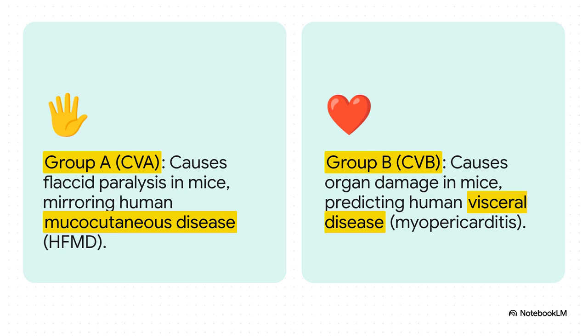And then on the other side, you've got Group B. They cause specific organ damage in mice, which predicts their preference for deeper, visceral diseases in humans. We're talking myopericarditis and pancreatitis. So yeah, this historical grouping is still a surprisingly powerful clinical clue.